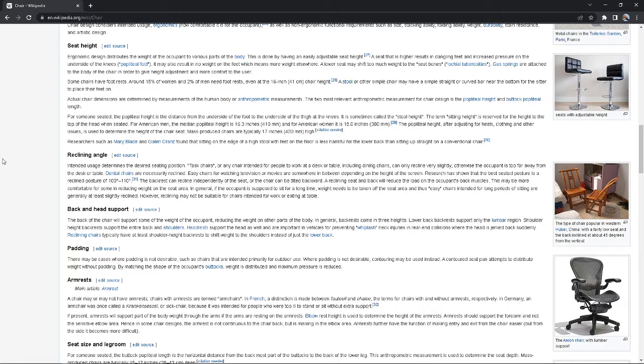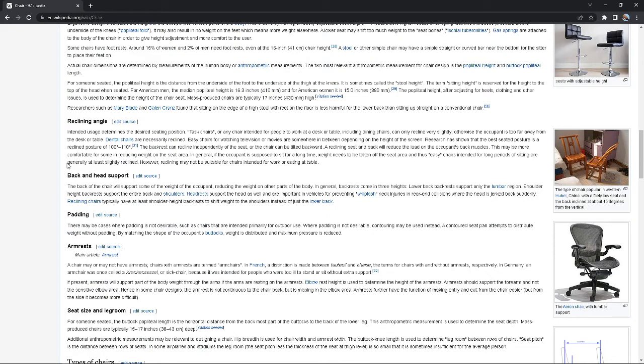If present, armrests will support part of the body through the arms if the arms are resting on the armrests. Elbow rest height is used to determine the height of the armrests. Armrests should support the forearm and not the sensitive elbow area. Hence, in some chair designs, the armrest is not continuous to the chair back, but is missing in the elbow area. Armrests further have the function of making entry and exit from the chair easier, but from the sides it becomes more difficult.